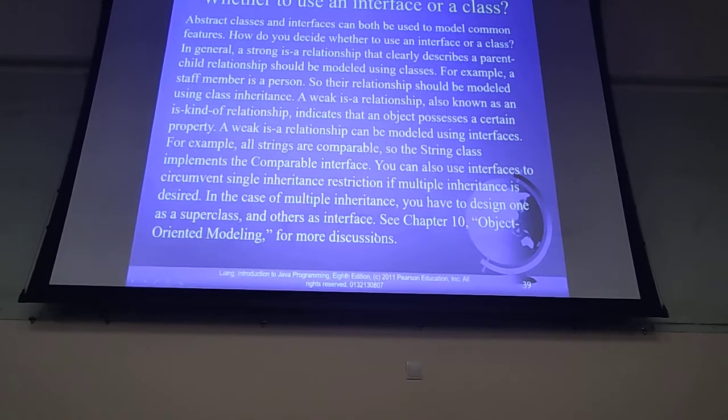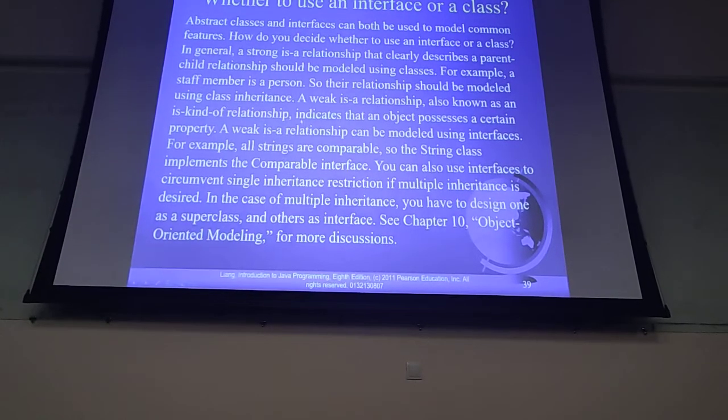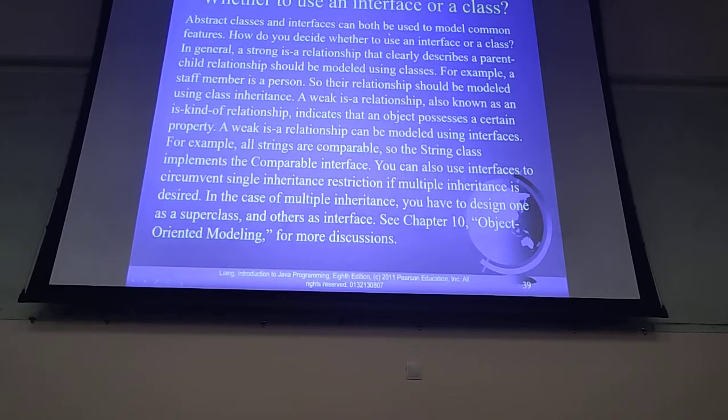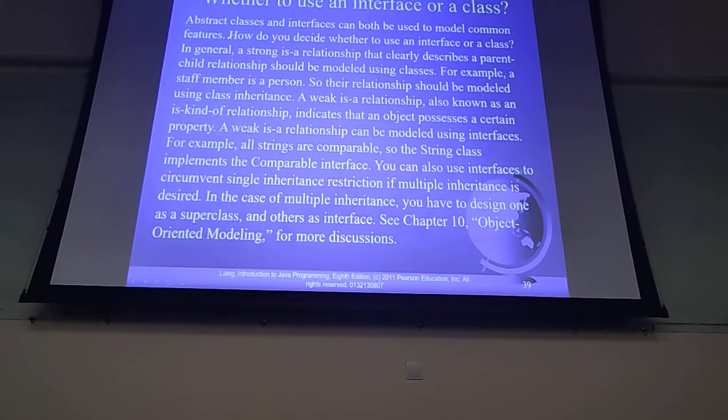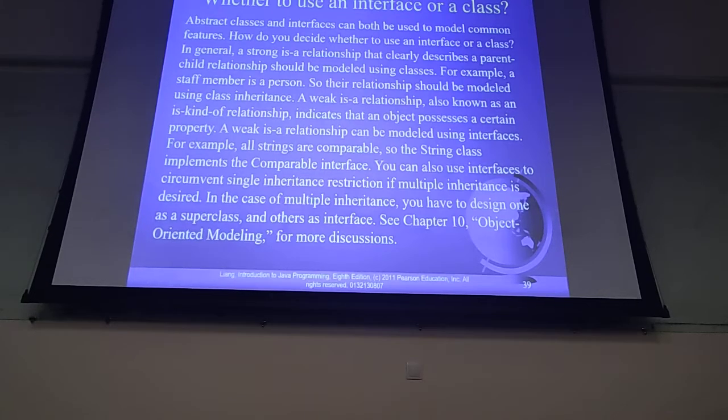Where to use the interface or a class? Abstract classes and interfaces can both be used to model common features, because an abstract class we can use as a base, and the interface to define common behaviors. Okay. How to decide whether to use the interface or a class? In general, the strong is-a relationship clearly describes the parent-child relationship.